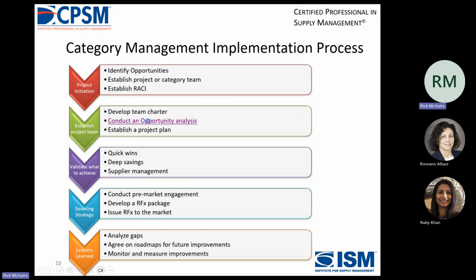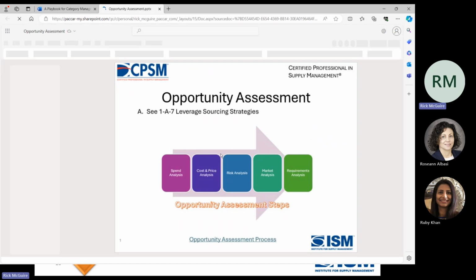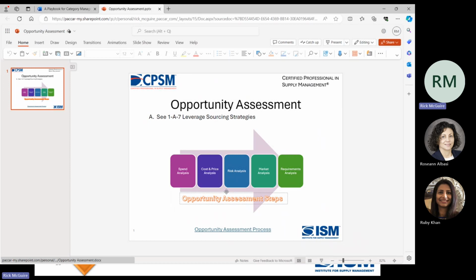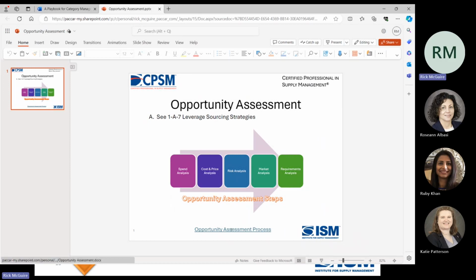And then you need to conduct an opportunity analysis. And remember from 1A7, we had leveraging sourcing strategies. They had come up with this opportunity analysis, a 5-step thing: spend analysis, cost and price, risk, market, and requirements. This is the opportunity assessment according to ISM.